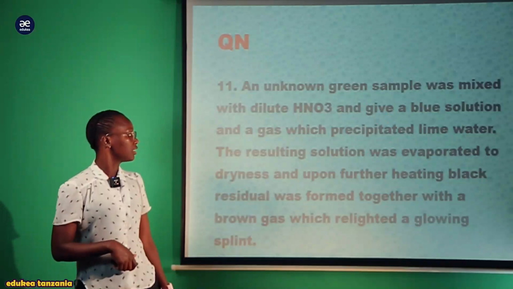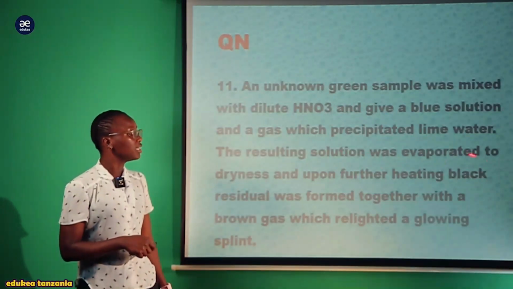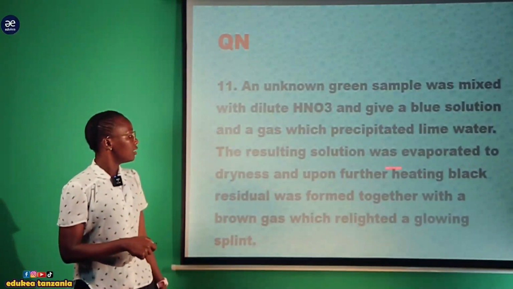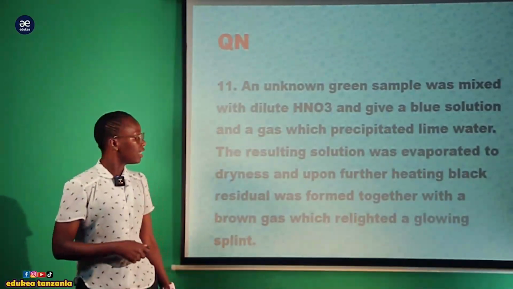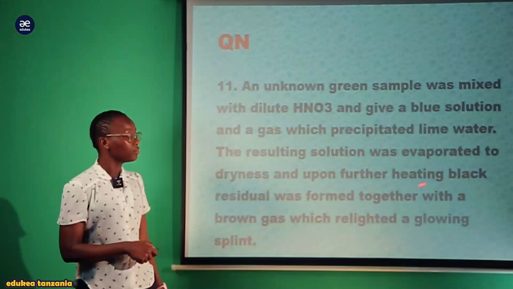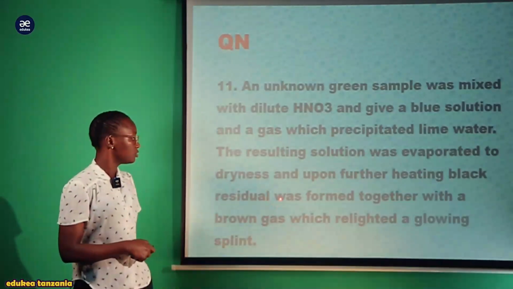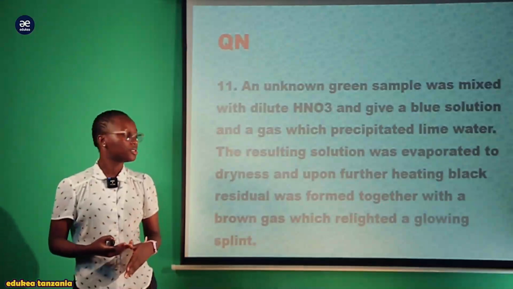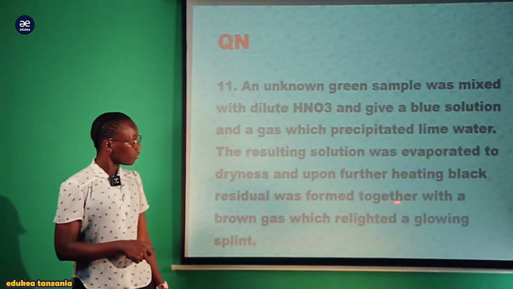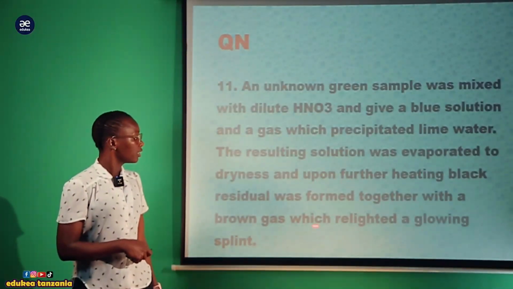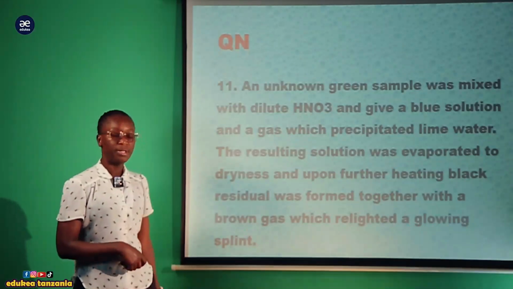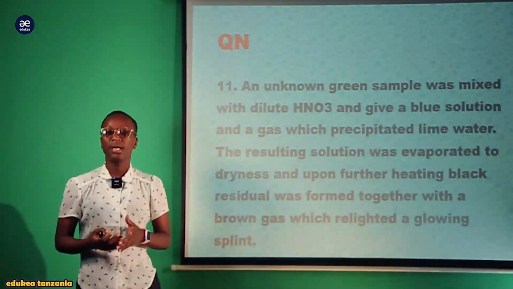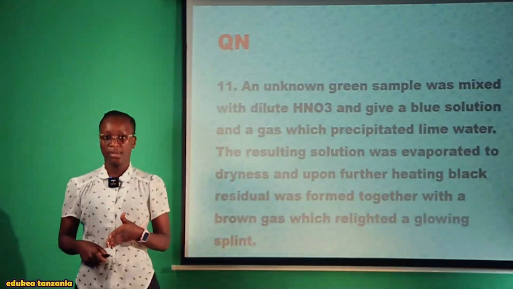After this reaction to take place, the resulting solution ilikuwa evaporated. After being evaporated, so as to make a dryness. Then after the further heating was taking place, the black residue was formed. Then after there, the brown gas which relighted a glowing splint ilikuwa formed. So hiki ndo process nzima, ndo kitendo kizima kilifanyika kwenye hii experiment.